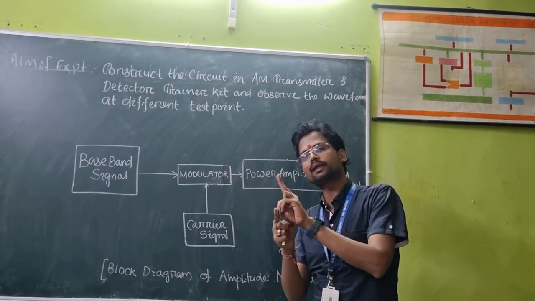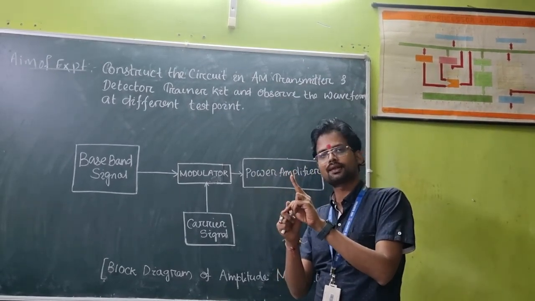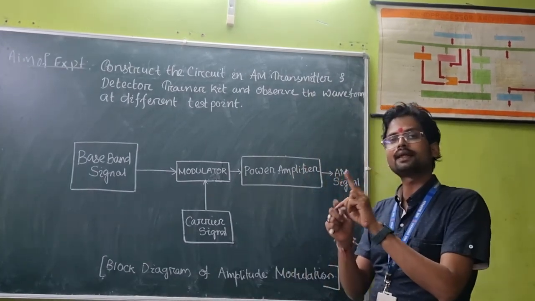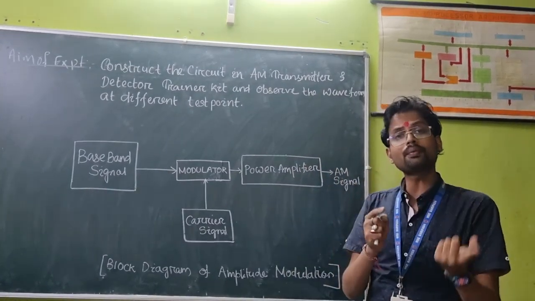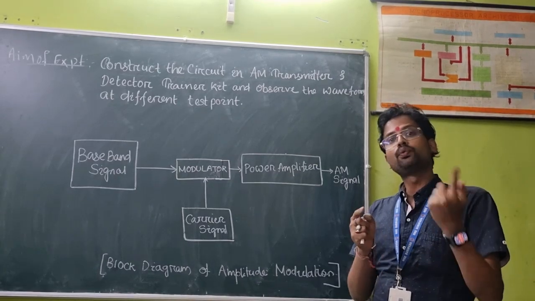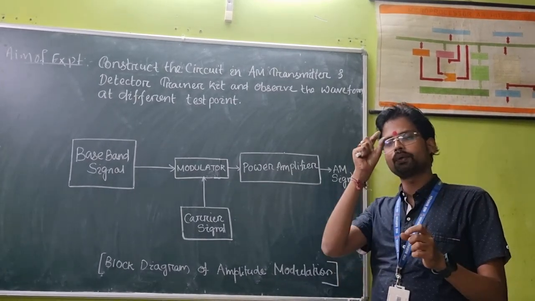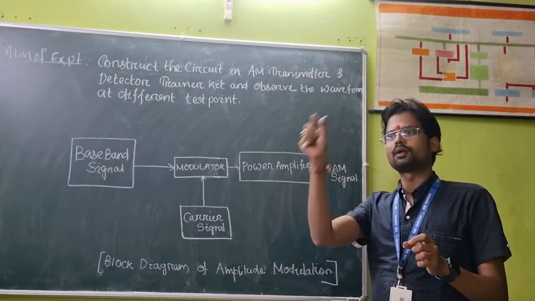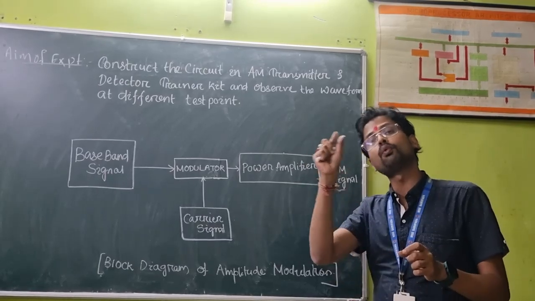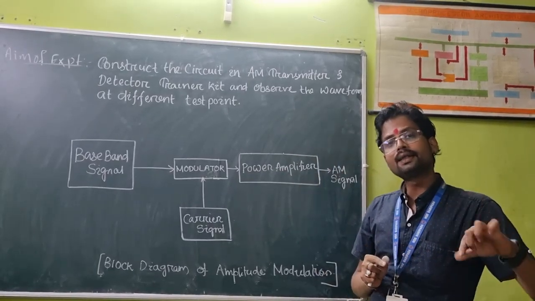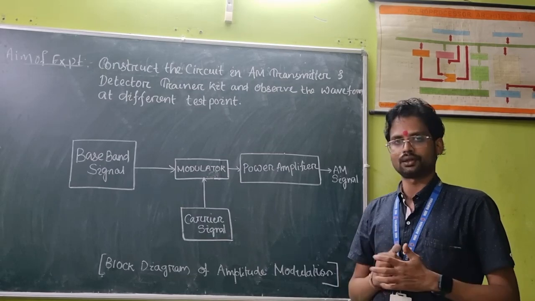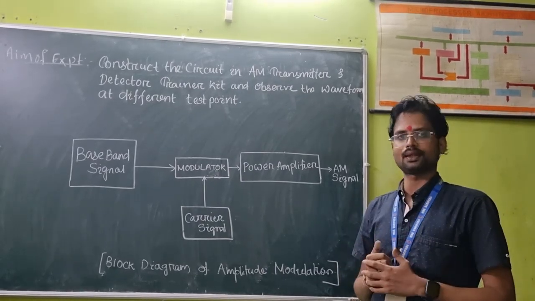Then what is the modulating signal? As we earlier discussed, the modulating signal is nothing but the information signal, by the instantaneous value of which the carrier amplitude will be changed. This is the main concept.